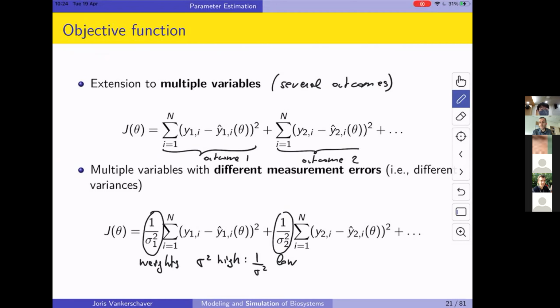Of course, to write down the objective function in this sense, you have to know what the variance of your outcomes is, or you have to estimate it from your data. So that might be an additional data analysis step in your model.